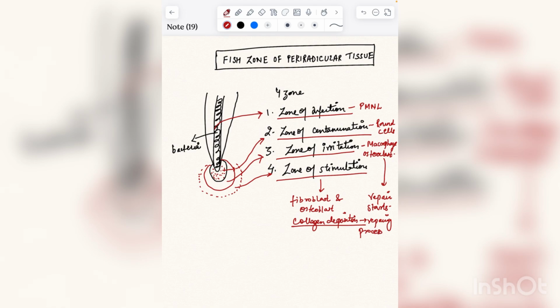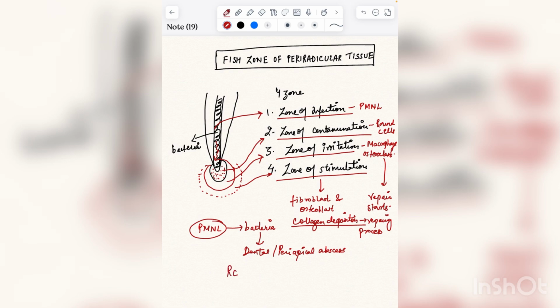So whenever any bacteria tries to enter from the canal into the periradicular tissue, the polymorphonuclear leukocytes, which are the first line of defense, act on the bacteria and kill them, thus forming the dental or periapical abscess. Therefore, bacteria are not directly present in the periradicular region, but their noxious products are present.